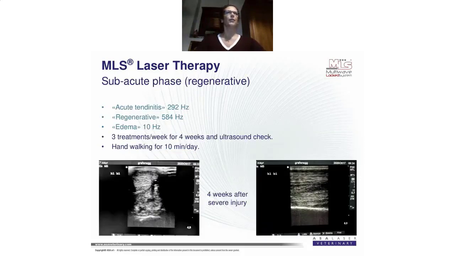And then in the subacute phase, the protocols for acute tendonitis, regenerative and edema, 3 treatments per week, point per point for 4 weeks, and then an ultrasound check. In these weeks, the horse was worked 10 minutes a day. We see already a good, starting a good reparatory process inside the body of the suspensory ligament. This was 4 weeks after the severe injury.